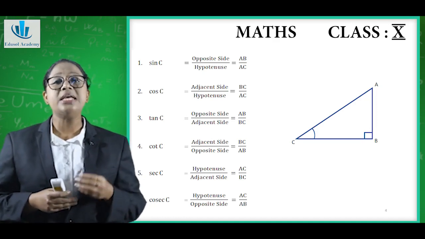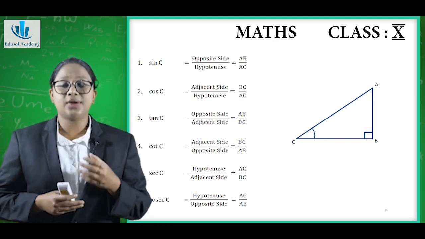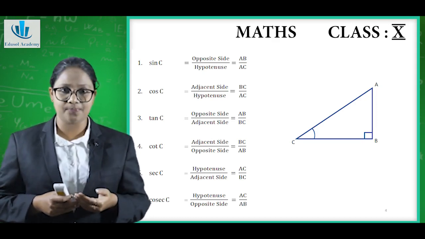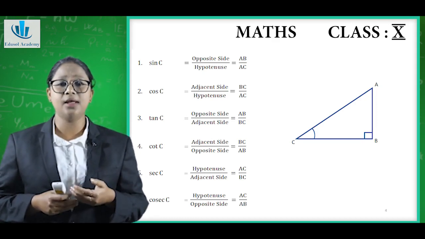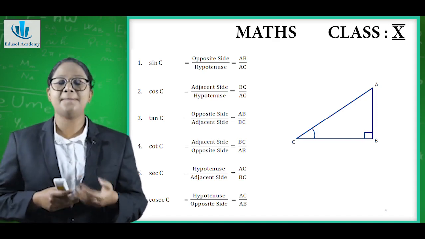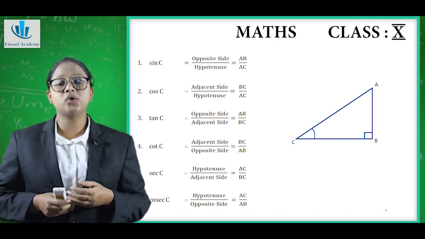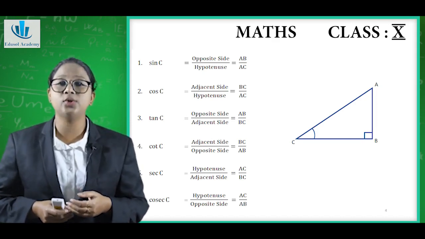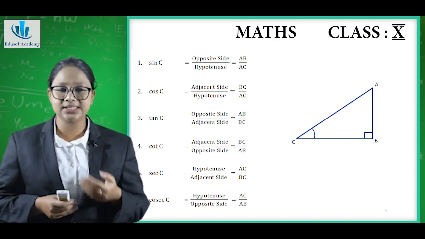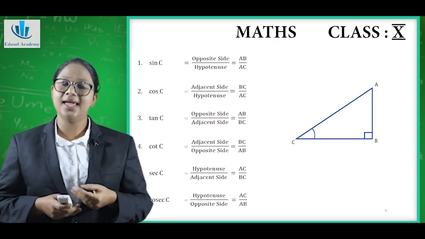Moving on to the next one, sec C or secant C. Sec is the ratio of hypotenuse and the adjacent side. So in this figure, sec C is equal to AC by BC. Now the last one is cosec of an angle. Cosec of an angle is the ratio of hypotenuse and the opposite side. So cosec C in this figure is AC by AB.